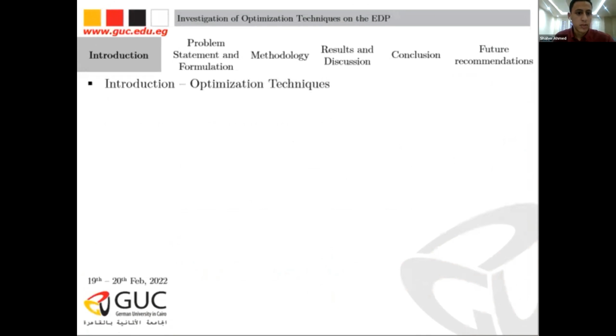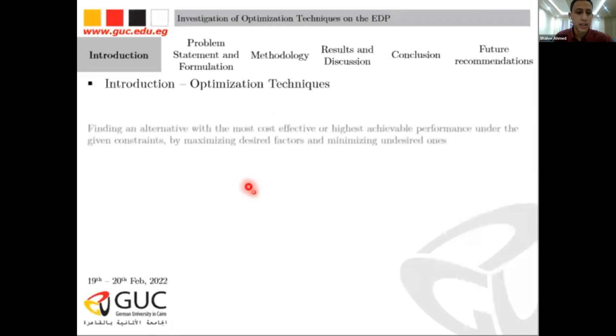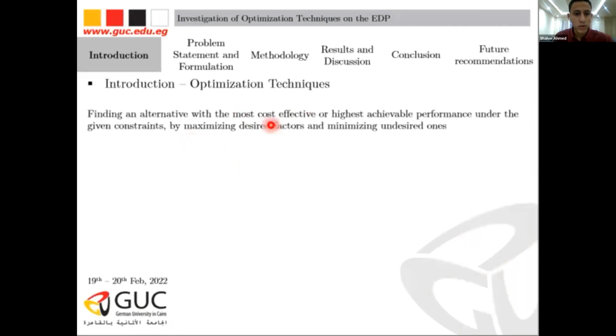Now, I present to you a quick overview of the optimization techniques. The definition of optimization is to find an alternative with the most cost-effective or the highest achievable performance under some given constraints. This is done by maximizing the desired factors that we'd want to maximize and minimizing the undesired ones.